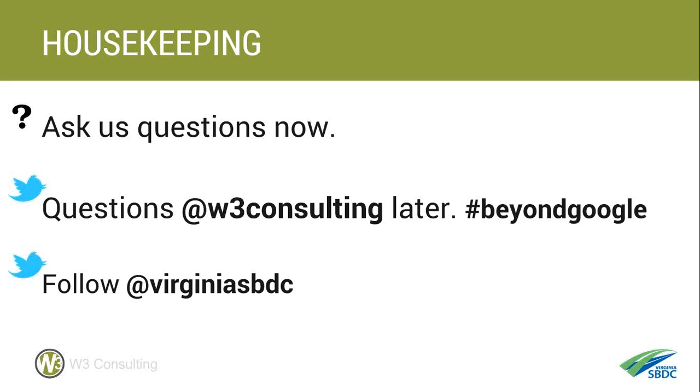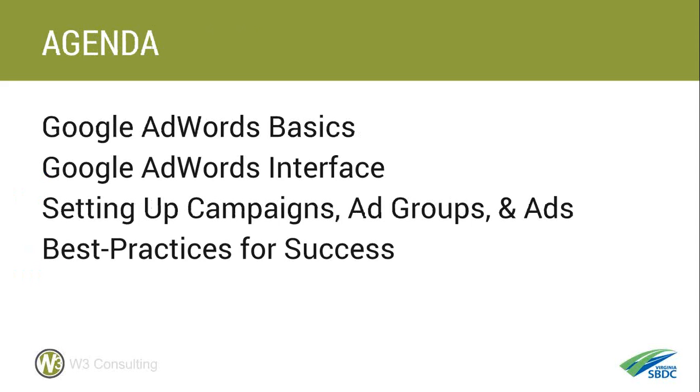So with that out of the way, today we're going to really talk about Google AdWords. We want to cover the basics, where I'll be talking a little bit about each of the aspects that will set you up for AdWords success. We're then going to go into the AdWords interface, and I'm going to show you around the product so you can see where things are. We'll also talk a little bit about the setup process for campaigns, ad groups, and ads. I won't go into the nitty-gritty of too much of that, but I want to show you what each of those layers looks like within the Google AdWords interface, and then I'll be talking about best practices for success.